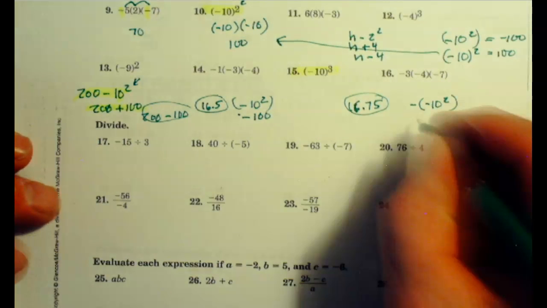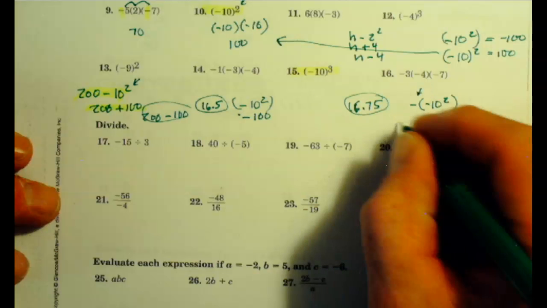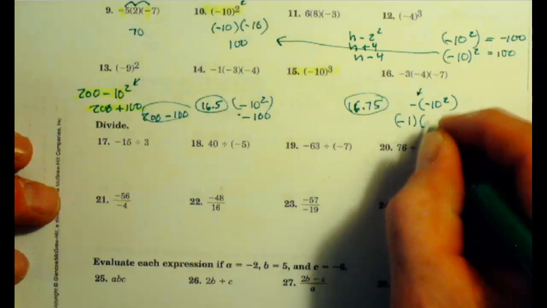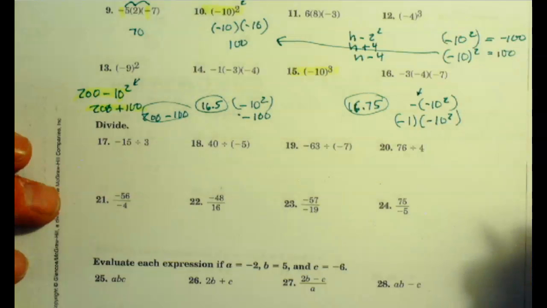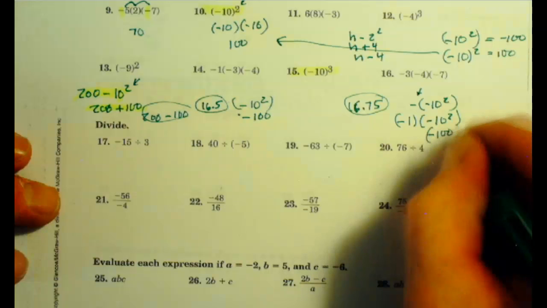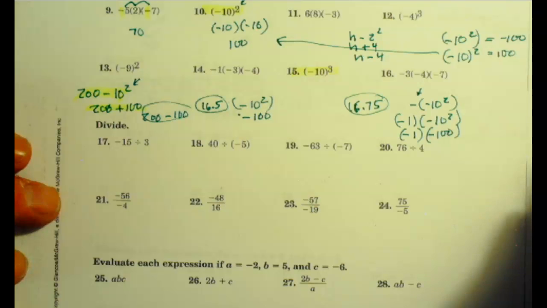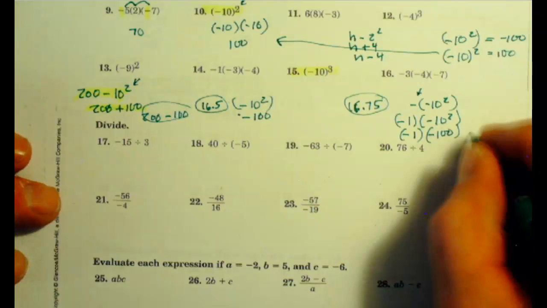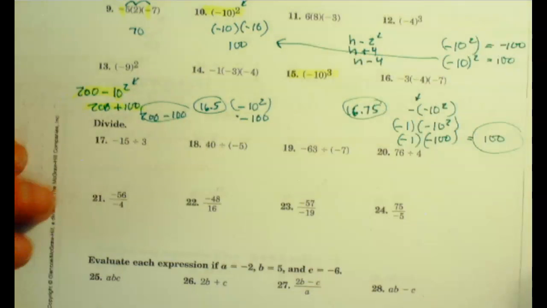So now let's take a look at 16.75. This is even more interesting. When you have a negative symbol out here, think of that like a negative 1 times what you have, a negative 10 squared inside. Now, what's negative 10 squared? Well, we already said that this is negative 100. So now you just take the negative 1 times that, and all of a sudden you have two negative symbols. 1 times 100 is equal to 100, and you have two negatives, so it's a positive 100.